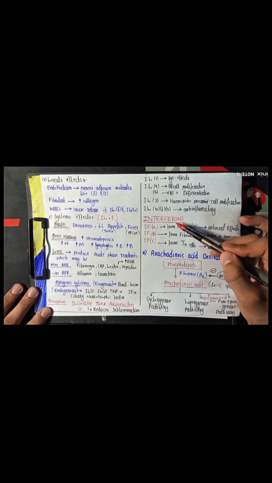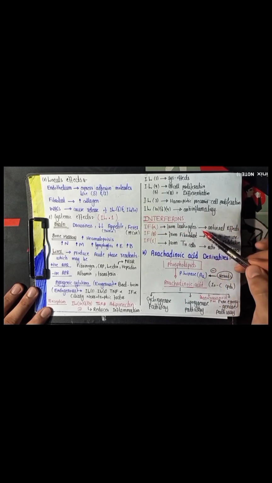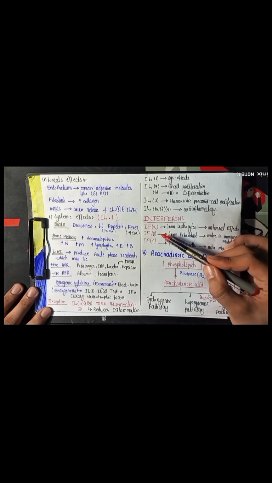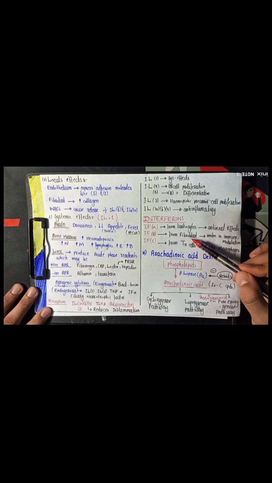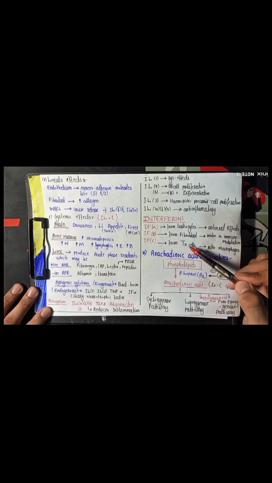Now we come to the interferon. Interferon alpha is released from the leukocyte, and it has an antiviral effect. Interferon beta is released from the fibroblast cell, and it is involved in immunomodulation. Interferon gamma is released from the helper T cell or CD4 T cell, and it is involved in the activation of monocytes or macrophages.